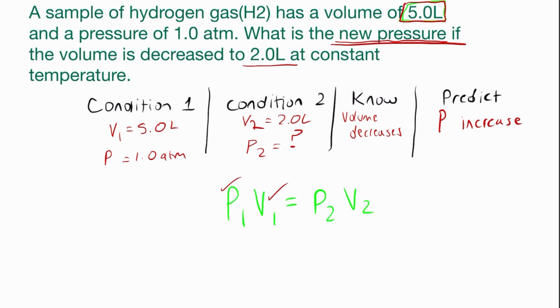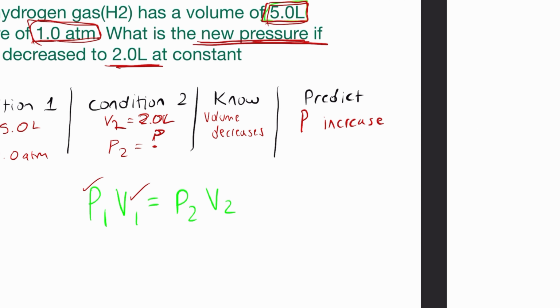So if we get an answer that is lower than 1 atmosphere, we know we did something wrong because it has to increase. So we know that they gave us the volume, 5 liters. They gave us the pressure, 1 atmosphere. We don't know what the new pressure is. But we know the volume decreased to 2 liters, and our prediction is that the pressure will increase.